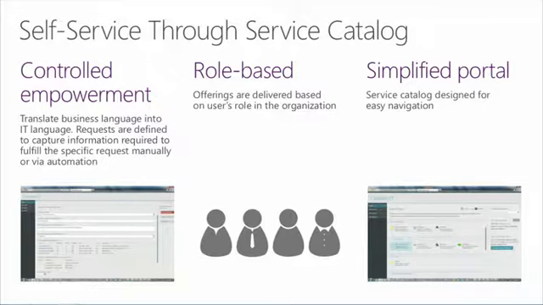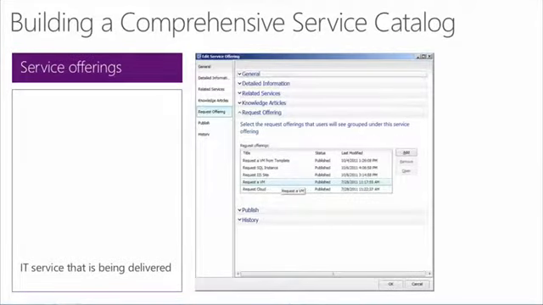Okay, so let's build out a comprehensive service catalog. Let's see just the three attributes of what that looks like. Building out a comprehensive service catalog provides, one, the service offering. The service offering itself is where IT defines what is actually going to be delivered.